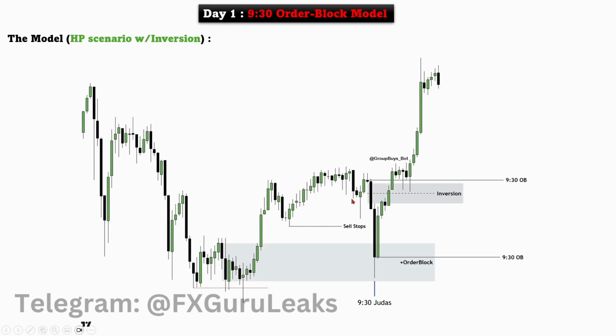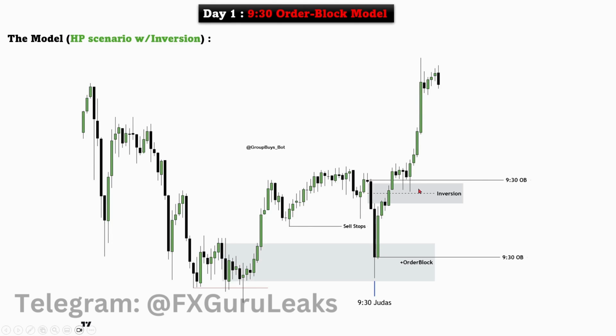So at 9:30, you are just waiting for the Judas to happen. Judas happened towards sell side, right? You were waiting for price to get support from the order block. Price got support from the order block. This is the candle, bullish candle, second candle. And then you are waiting for price to close the candle's body above the order block and above the inversion. So see, in this example, we have an inversion.